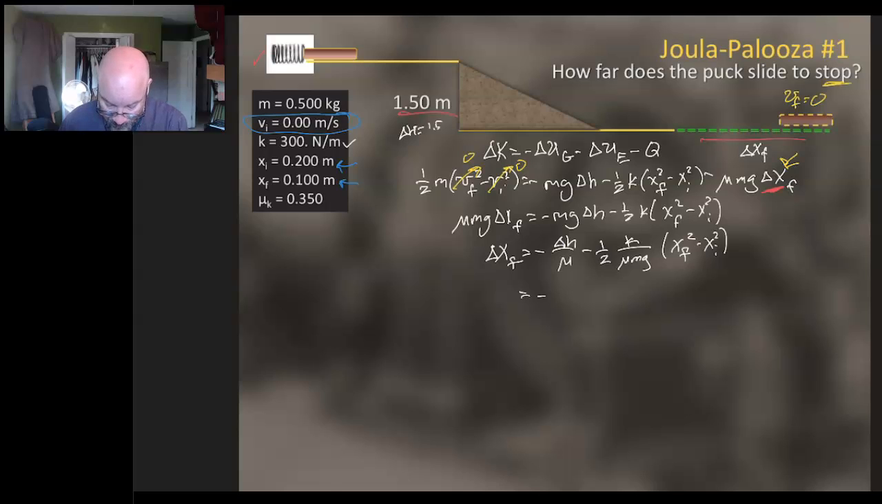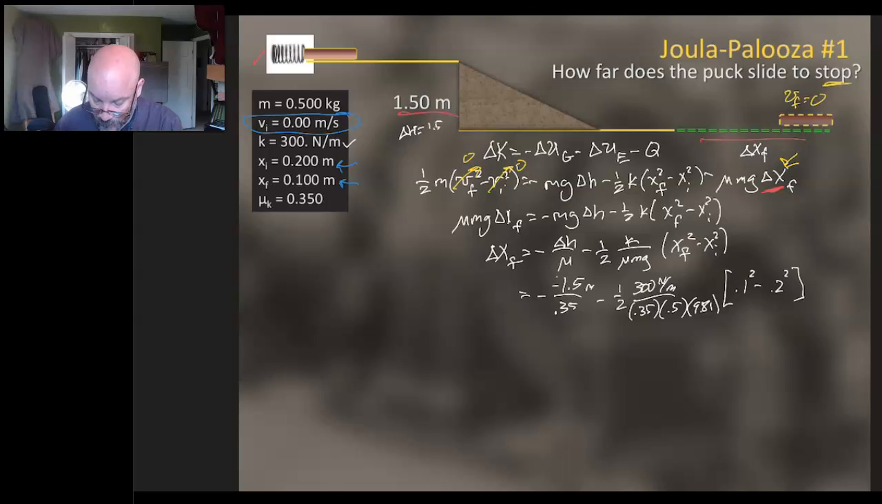Let's throw some numbers in here. I've got minus, and my delta H is actually minus 1.5 meters over mu, which is 0.35, minus a half, 300 newtons per meter. That's weird again when I get that thing. I'll show you a trick though. So we got 0.35, and I've got 0.5 times 9.81, and my final position was 0.1, and the initial compression of the spring was 0.2. So we've got this right here.